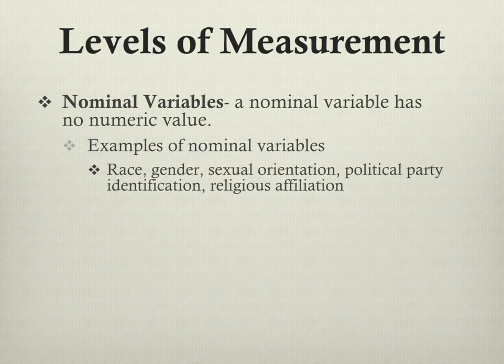Nominal variables are those that have no numeric value and no ranking or ordering to the answer categories. These are very common in social science research. Typical examples of nominal variables are things like gender, race, sexual orientation, religious affiliation, political party identification, and so forth. In all of these examples, the answer categories to the question posed are not higher or lower in relation to another. There is no stronger or weaker, more agreement or less agreement, and it is non-numeric.